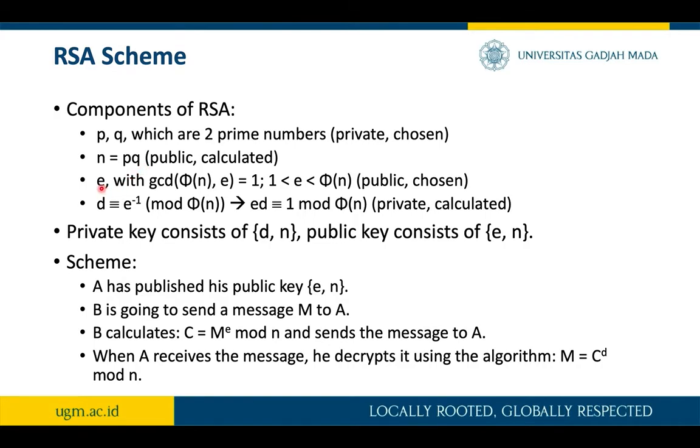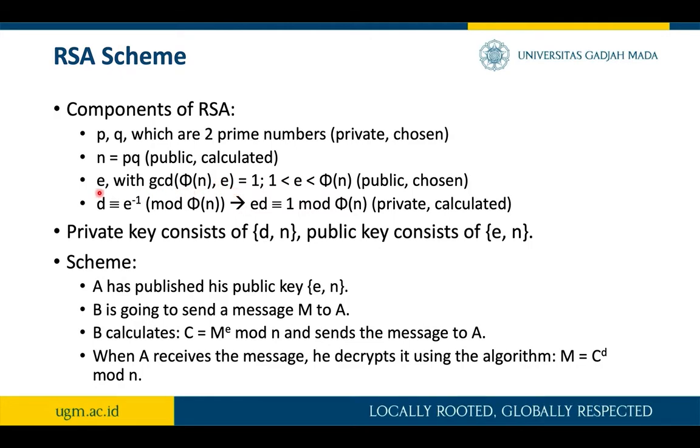Then we choose e. e is such that the greatest common divisor of e and φ(n) is 1. φ(n) here is the Euler totient function of n.